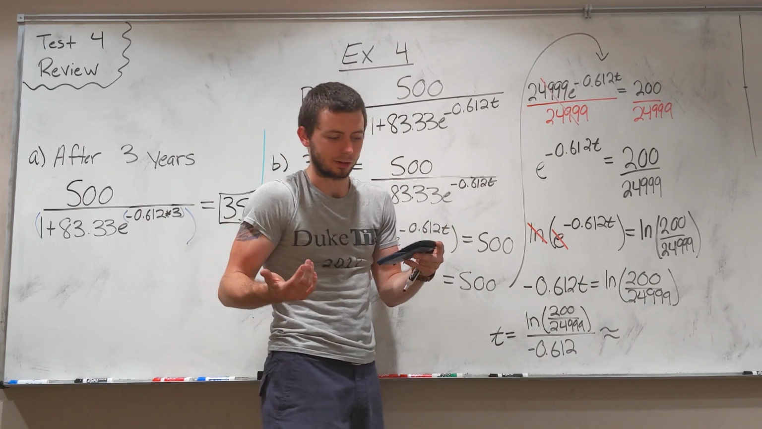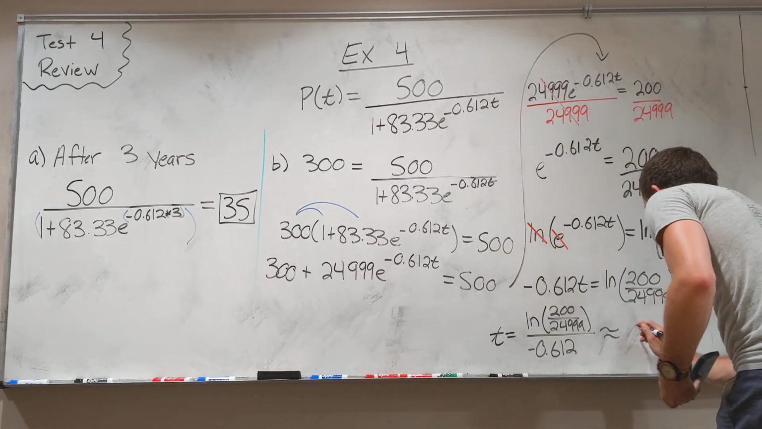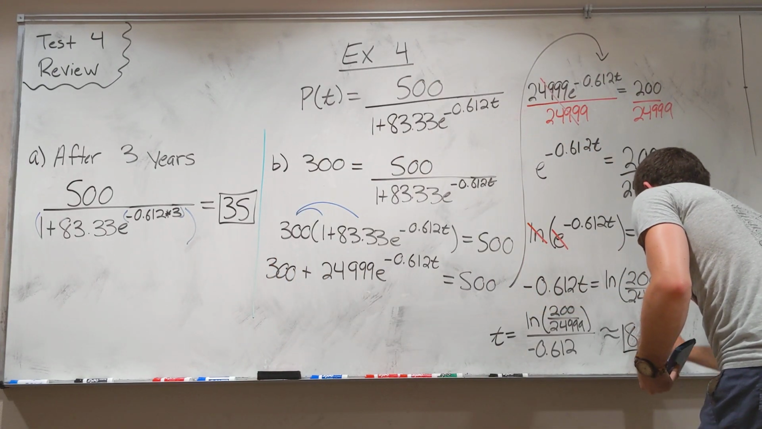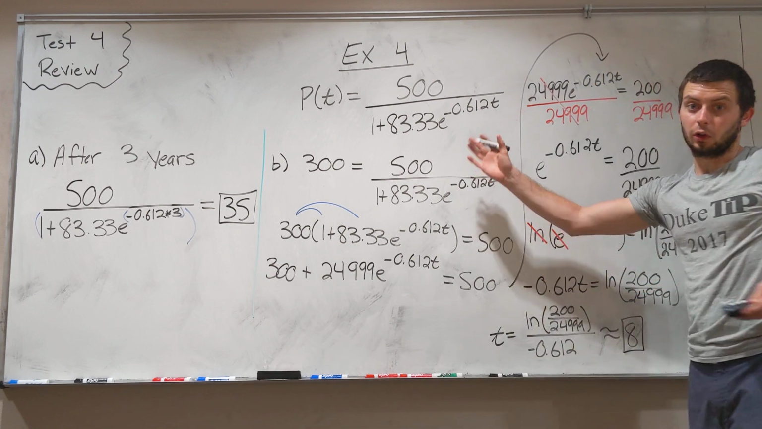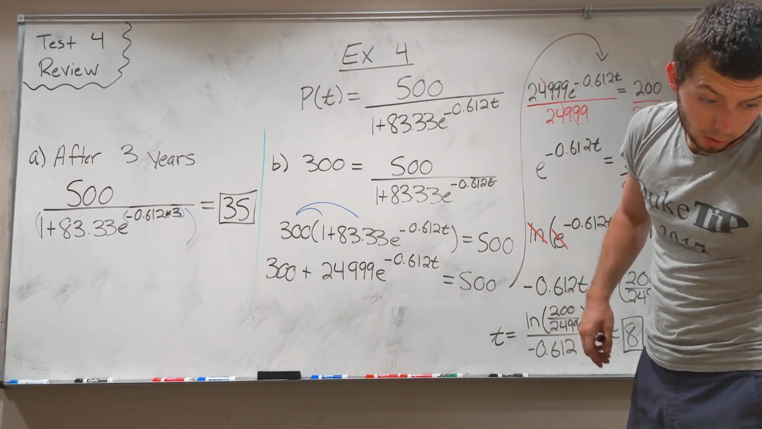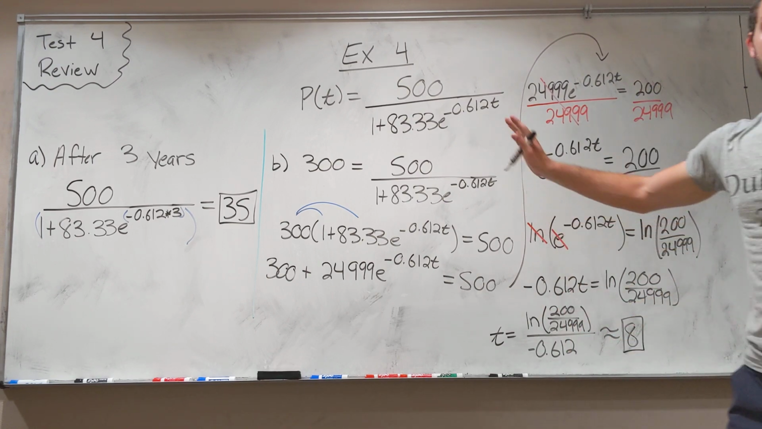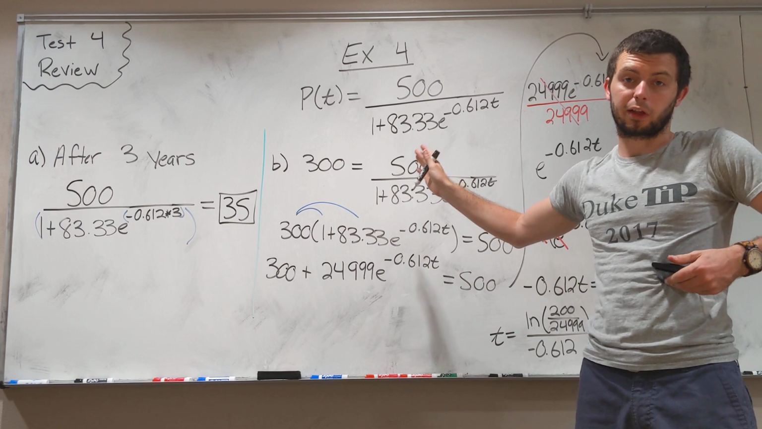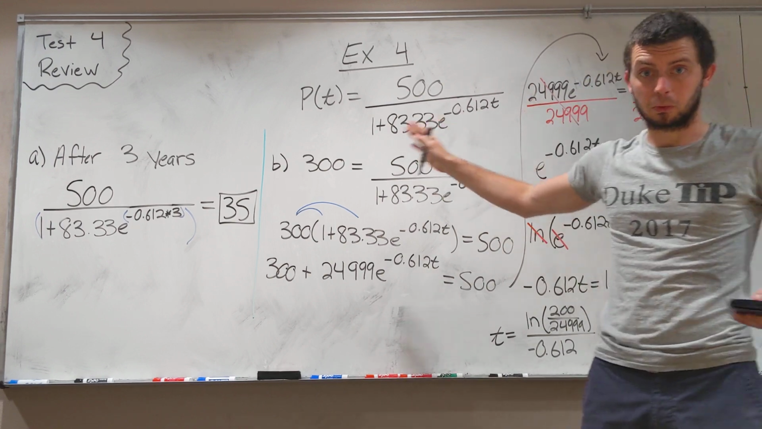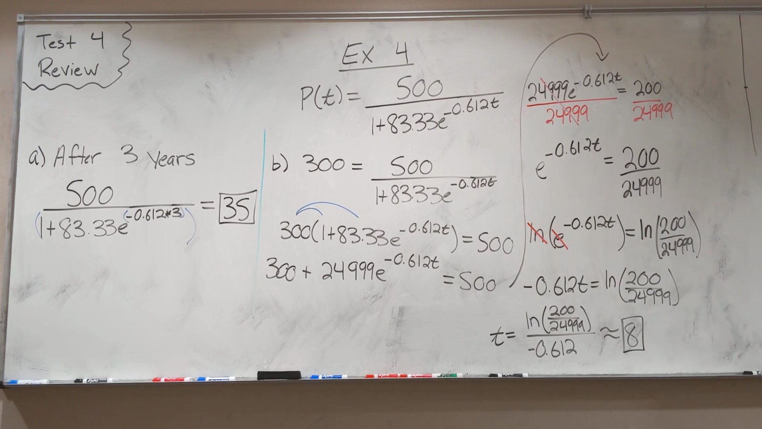And I get 7.889, something like that, but I want to round it to the nearest whole number. So that's going to be 8. So the conclusion: it would take 8 years for there to be 300 eagles. And again, this is a problem you do need to know for the test. So please be comfortable with this process for solving this, but that would ultimately conclude example 4 here.